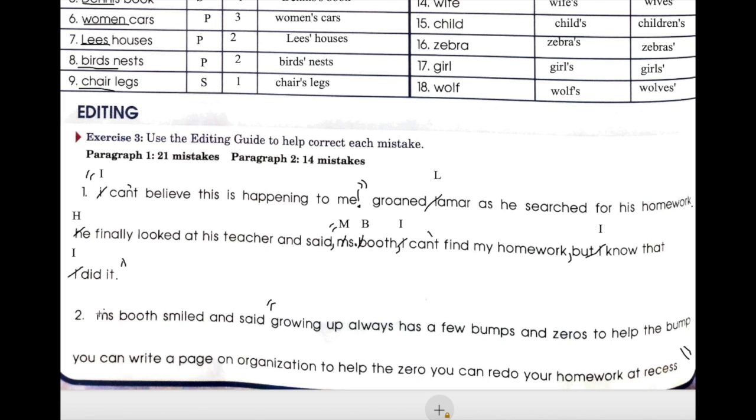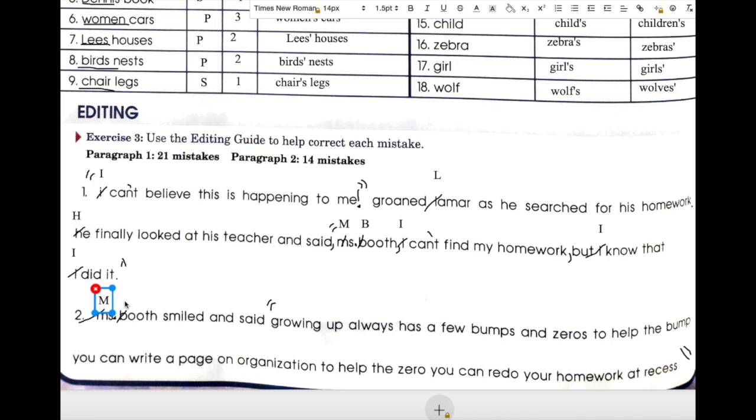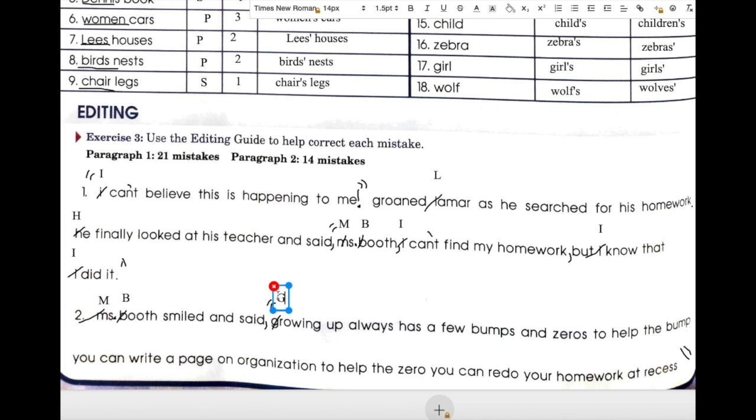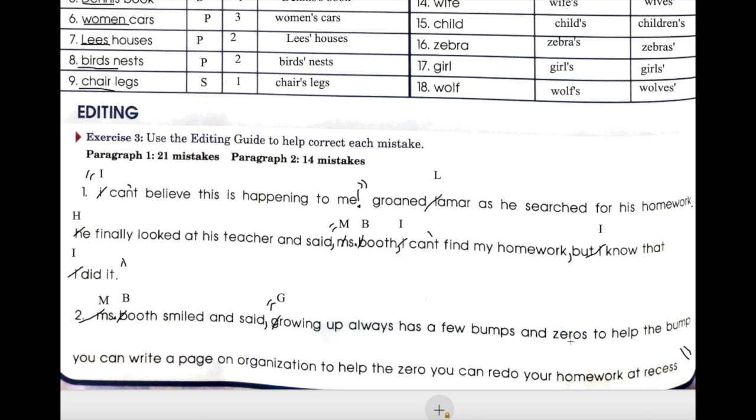All right, let's go back to the beginning. Capitalize Miss Booth. Put a period in between Miss Booth because it's a title. Explanatory words at the beginning, that means we need a comma after them and before the quote. We have to capitalize the first word of the quote. Growing up always has a few bumps and zeros. We're going to put a period at the end of that sentence.